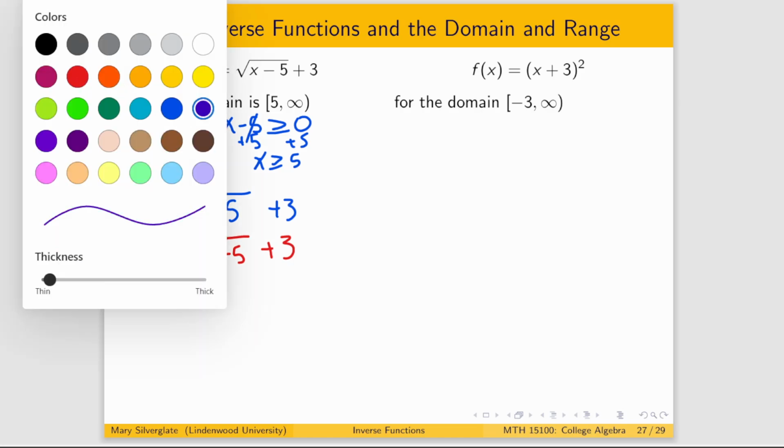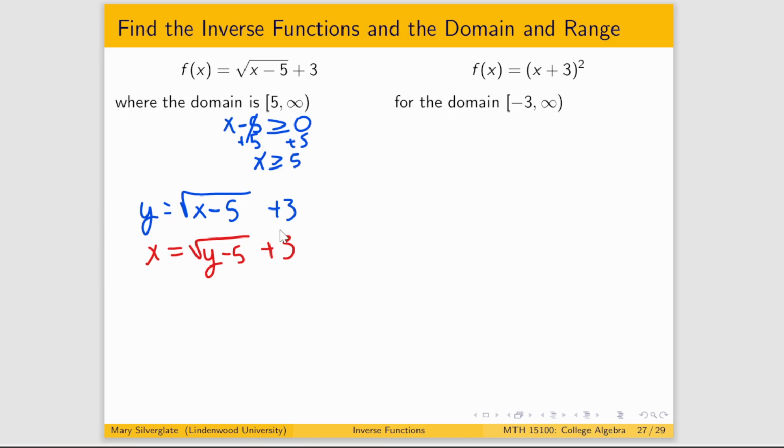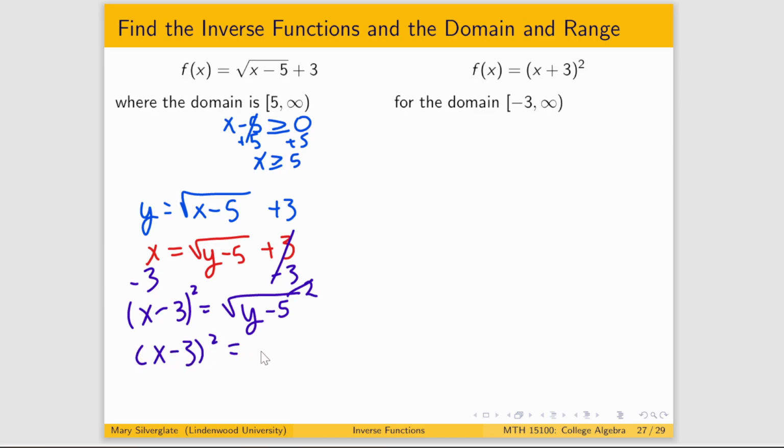So here, because that plus 3 is hanging out on the outside, I first want to undo adding 3. So I'm going to subtract 3 on both sides. 3 minus 3 gets me 0. I'm left with x minus 3 is equal to the square root of y minus 5. Then I want to undo this square root by squaring both sides. And when I square both sides, I need to use parentheses and then square. That cancels out to make just the original thing underneath the root. So then I have x minus 3 all squared is equal to y minus 5.